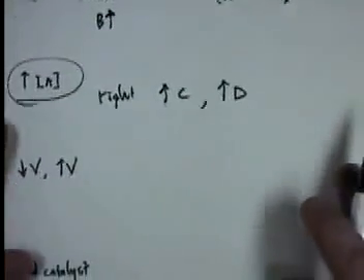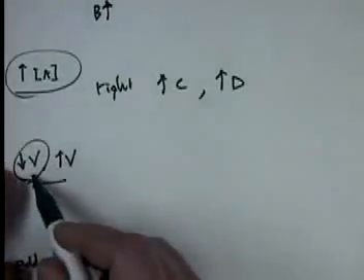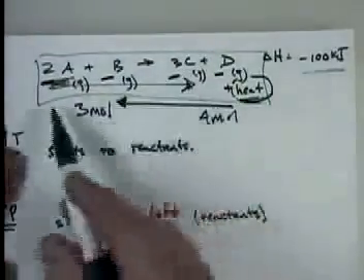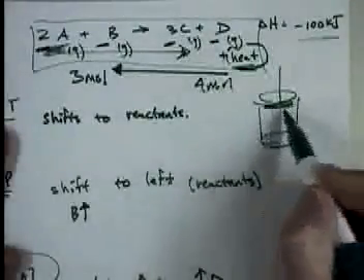How about volume, though? How does volume affect the system? Let's take a look. Let's say we decrease the volume of the system. Well, let's say that this reaction right here takes place in a closed container. Closed container, let's say it's a cylinder, and we take a piston and we push down on it.